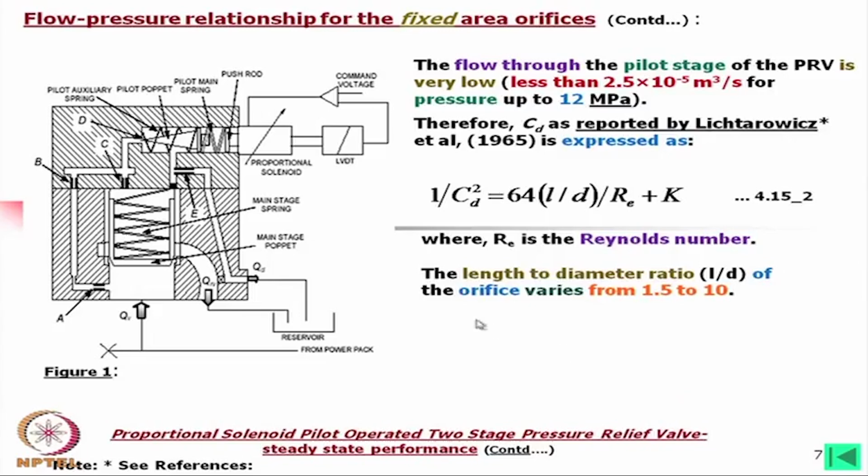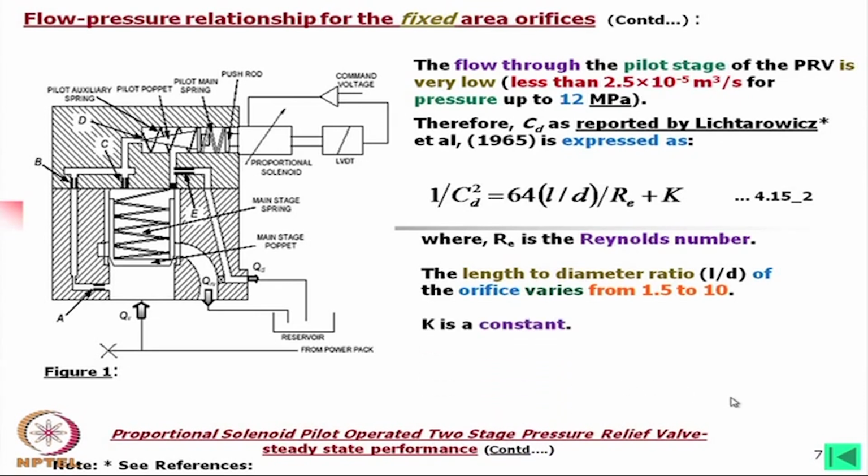L by D of the orifice varies from 1.5 to 10. Say D is 0.5 millimeter, then L will be maximum 5 millimeter, whereas L by D might also be 1.5. This means how much? 0.5 into 1.5, it will be 0.75. So, 0.75 millimeter is the length of this orifice, it might be of this range.